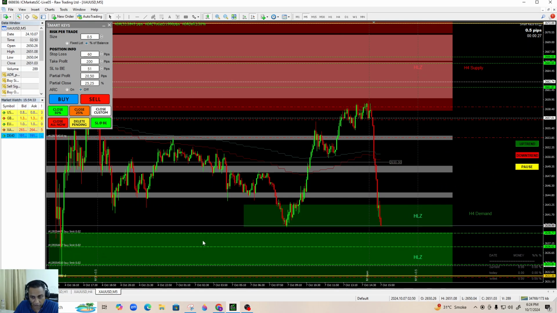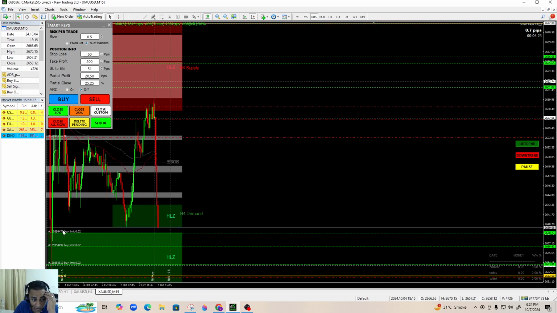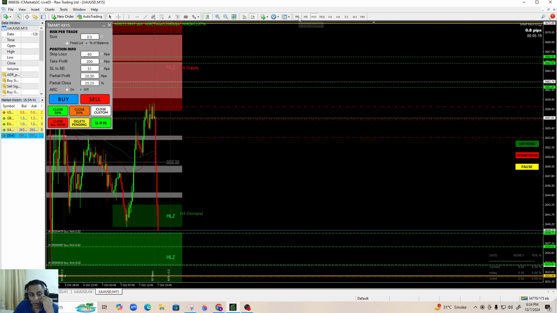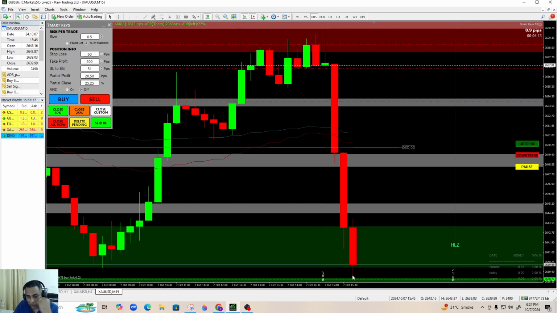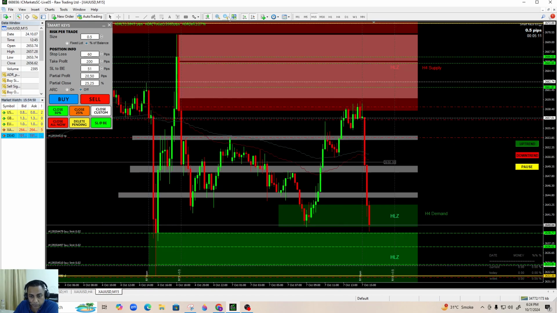Price hasn't come to that candle yet. It's coming there for the first time. If you look on the 15-minute, there is a wick there. Let's see what price does. So we broke through this green area. Just need to come to that wick.